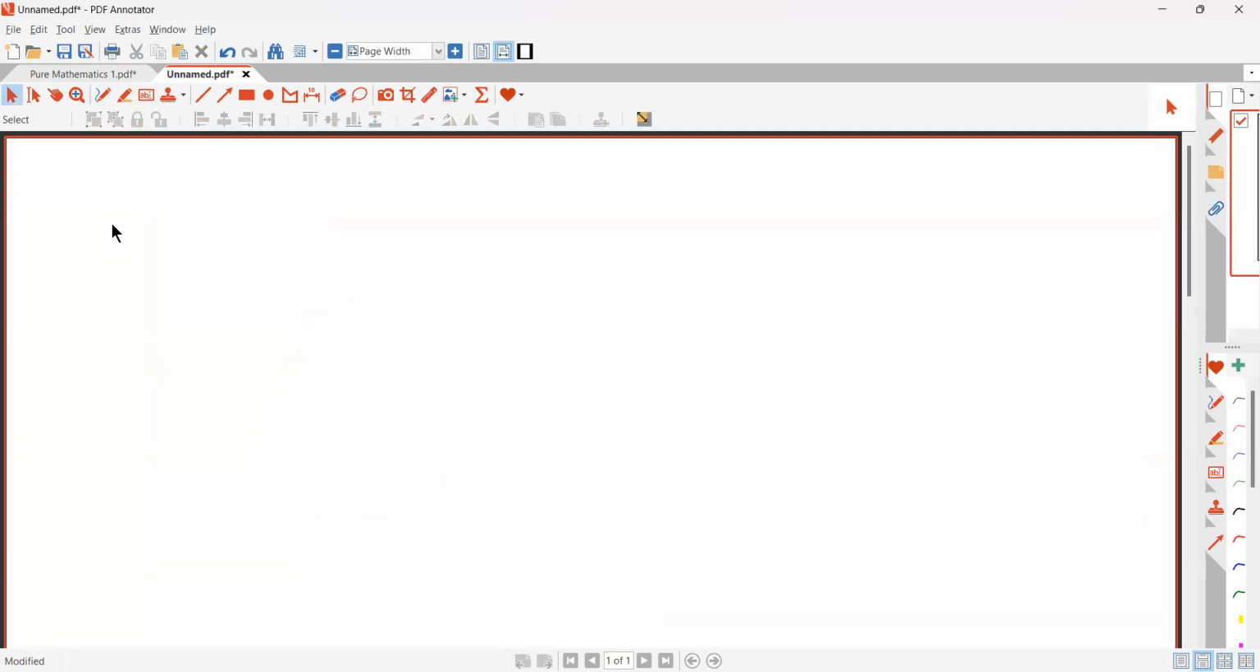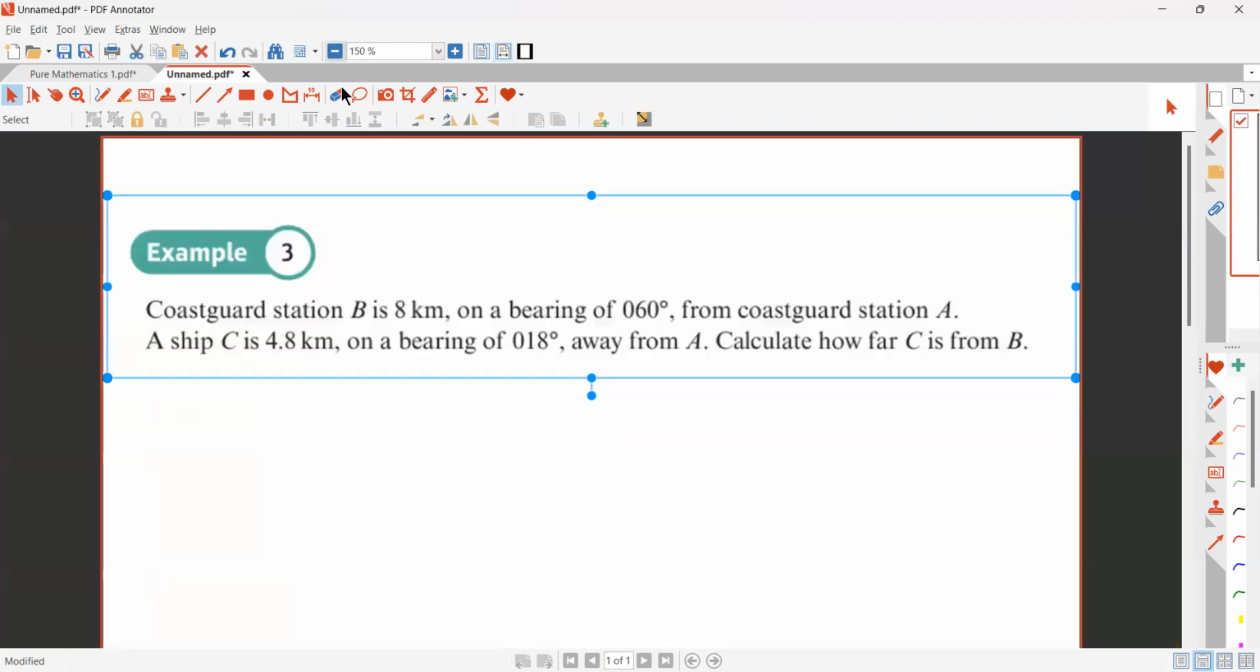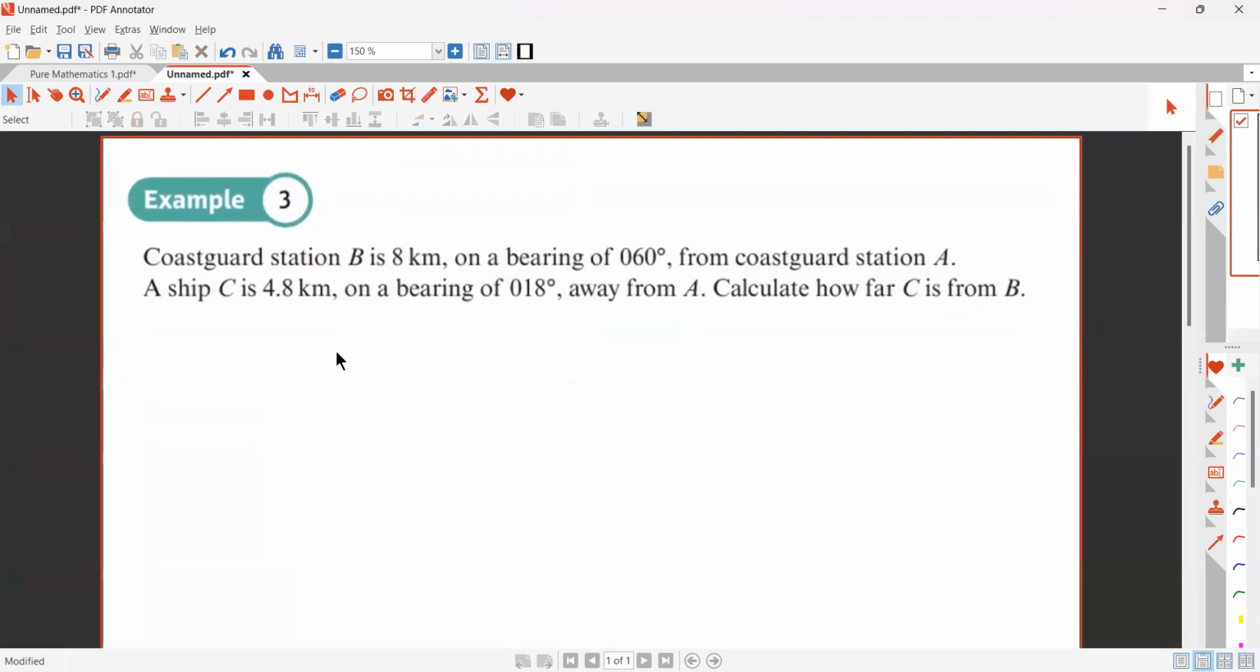Let me copy and paste whatever question we have written over here. A Coast Guard station B is 8 kilometers away on a bearing of 060 degrees. So let's say there is a B, but let me have a starting point. 060 means 60 degrees from where? From A. Okay, let's assume A is over here.